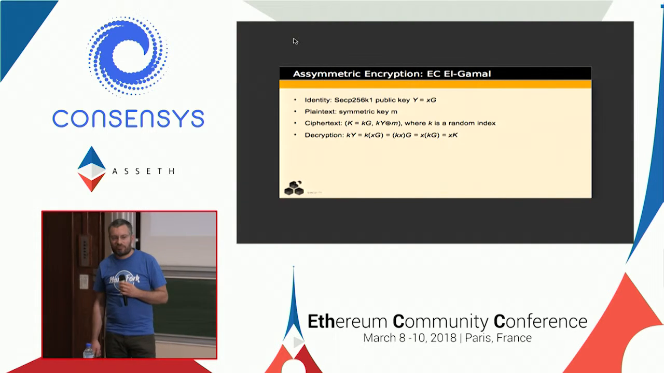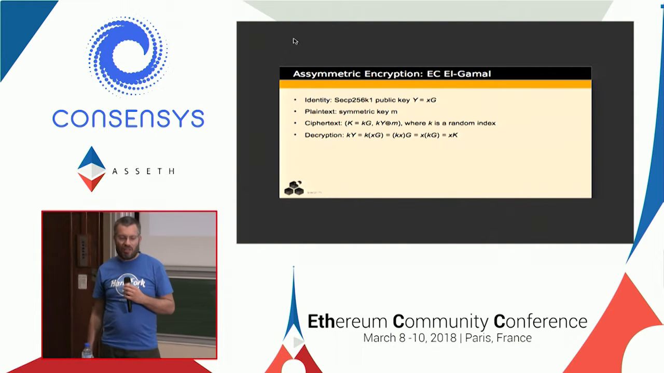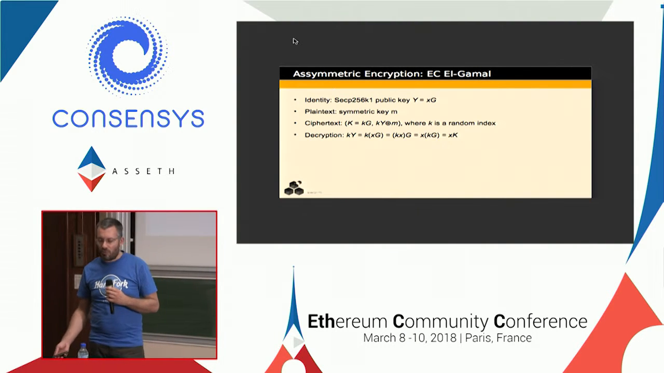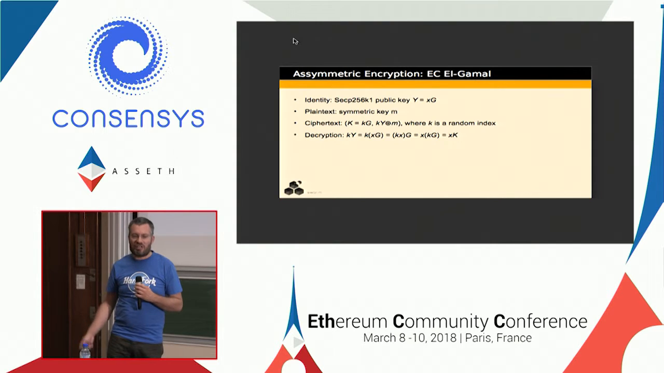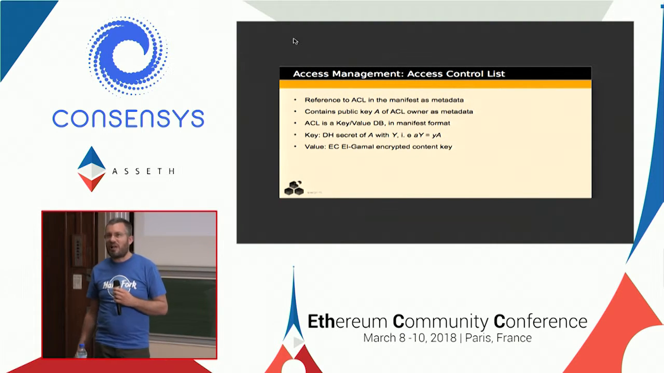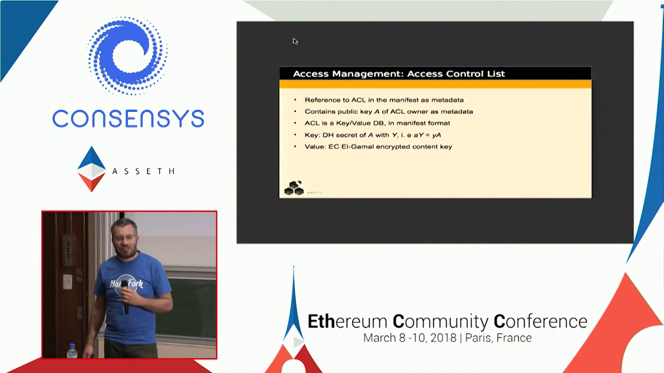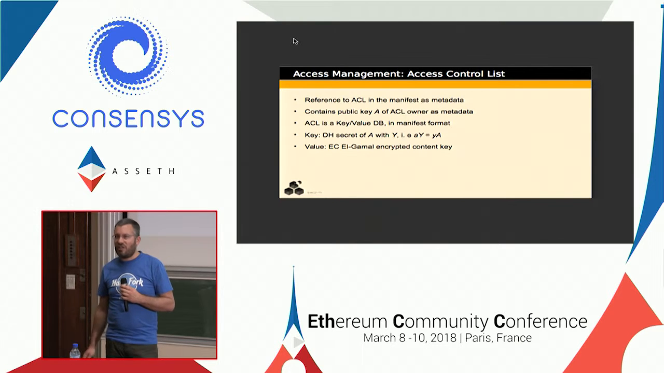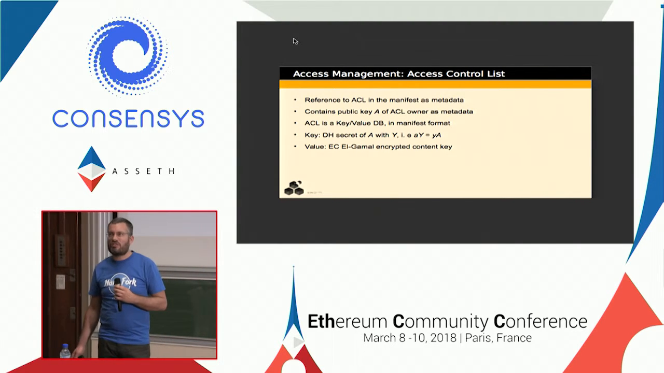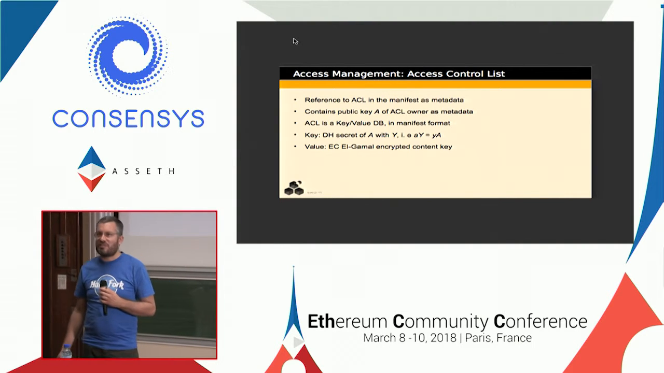And how do we manage those keys? How do we enumerate the people, or the entities, that have read access to a particular file? We have ACLs, access control lists. The reference to the ACL concerning a particular file or subdirectory inside Swarm is simply added to the manifest as metadata.